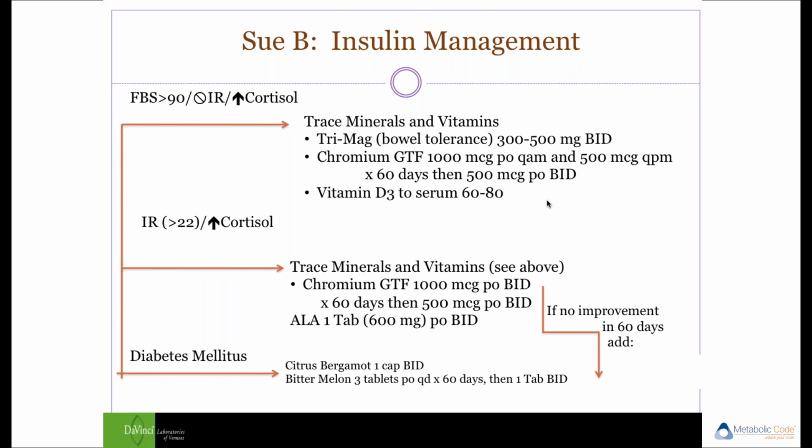We like a variety of factors to really target in blood sugar control. I use a lot of Trimag in my practice. This is a wonderful product from Da Vinci, which has several different forms of magnesium. Magnesium is so critically important for blood sugar control. Chromium GTF, there's many different forms of high quality chromium on the market, 1,000 micrograms in the morning and 500 micrograms in the afternoon for at least 60 days, and then 500 micrograms twice a day. And then finally, vitamin D3 to tolerance, basically a serum level of 60 to 80. That's optimal for blood sugar control.